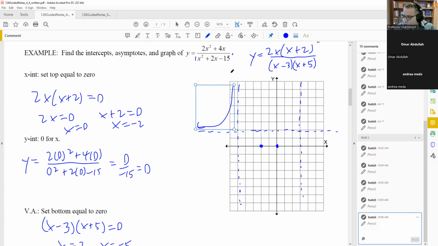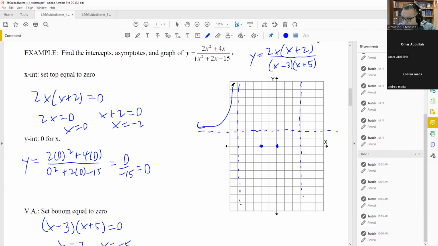I already know for sure that the graph is going to be up here, and it's also going to be over here in that section. So I already know that without even doing test points, I already know for sure the graph is going to be up here for both of those.